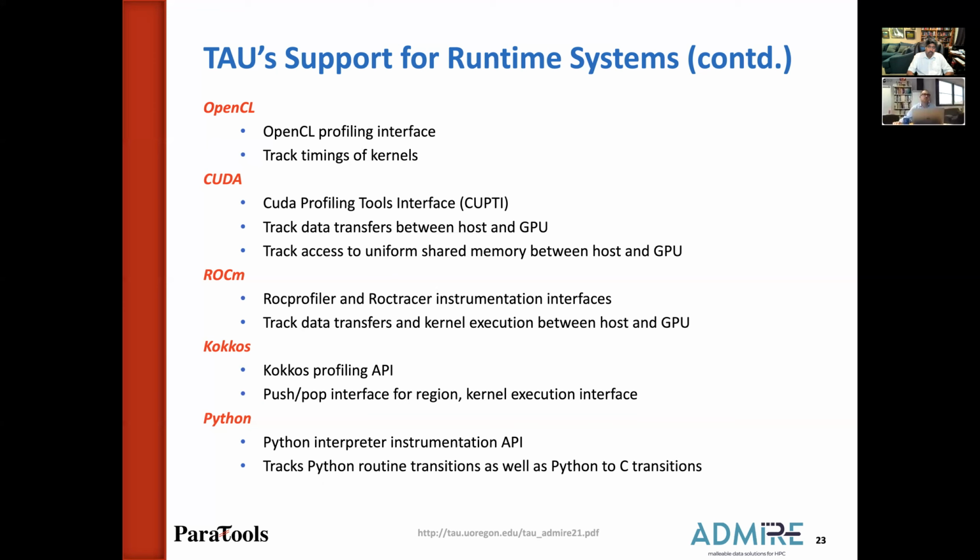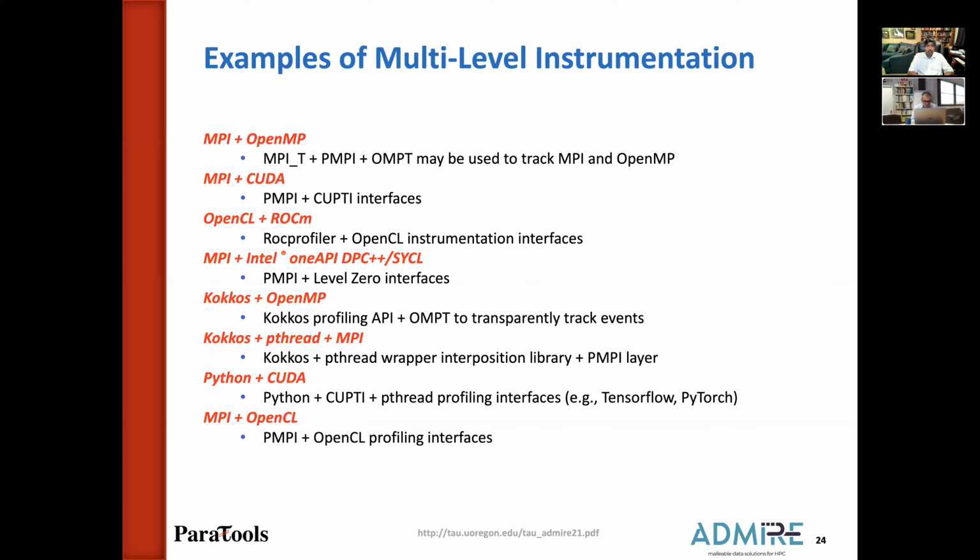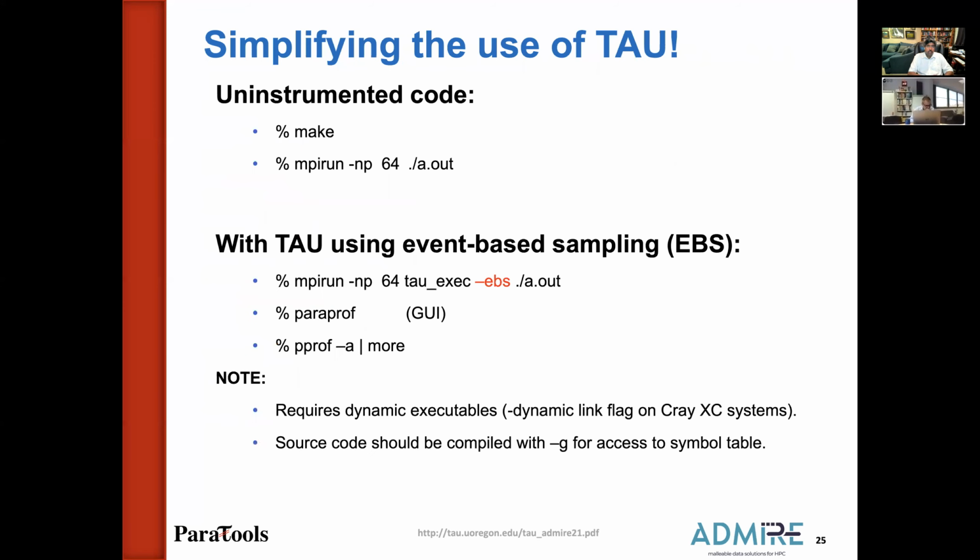And of course, for multi-level instrumentation, Tau supports mixing and matching these different runtimes. So you could, for example, have MPI with DPC++, or Kokkos with a pthread backend with MPI, or Python with CUDA, or MPI with OpenCL, and you can customize Tau. So you can configure Tau with the runtime that you want to use, or a combination of runtimes. And then when you launch the application, your unmodified application can be launched using a tool called tau_exec.